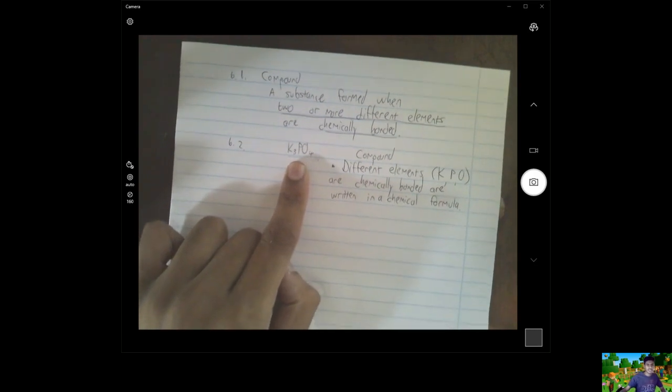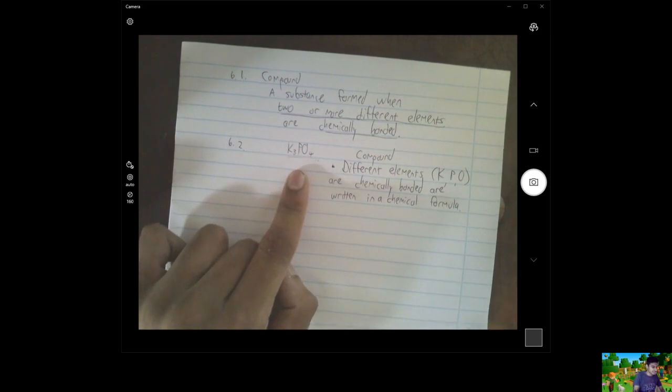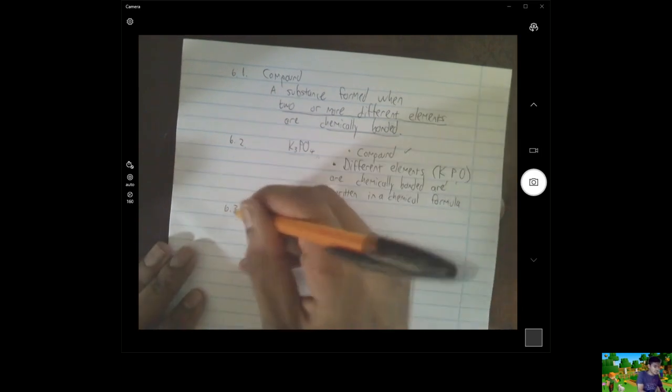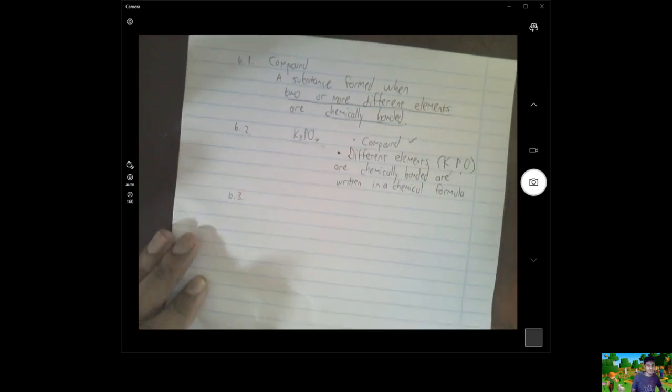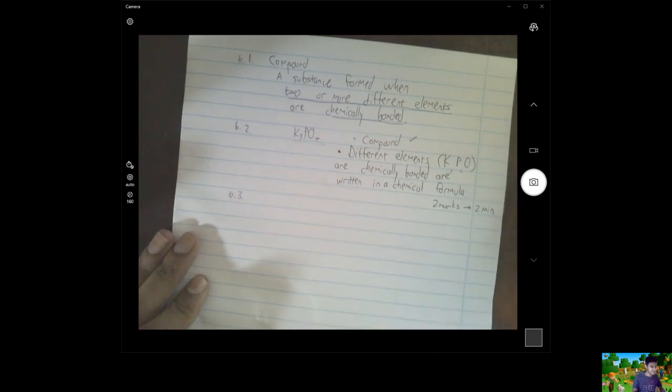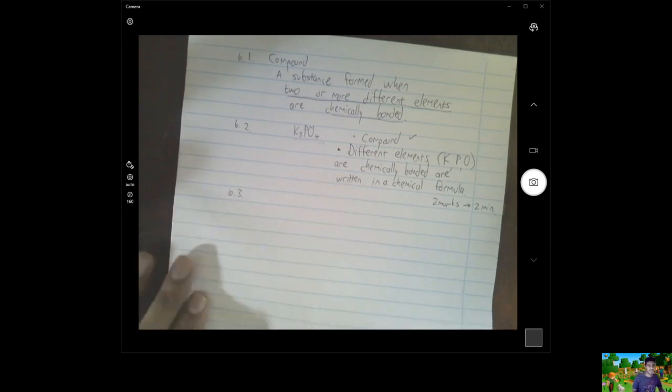Now this question is out of 2 marks, which means that you need to have at least 2 things in it. Give 1 mark for saying it's a compound and 1 for the correct reason. Always use the mark allocation as a guideline for not only the time you should spend on a question, meaning 2 marks would be about 2 minutes maximum, slightly less than that, and that you should have 2 things in your answer. Question 6.3. How many atoms are present in a molecule of K3PO4?